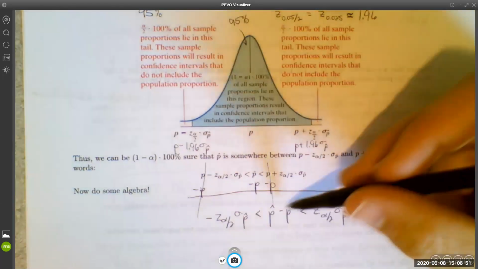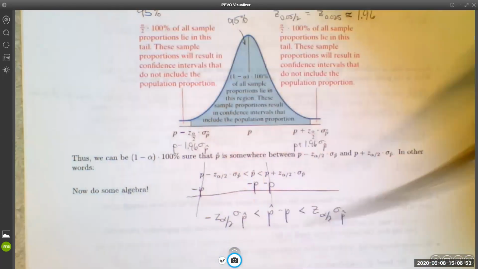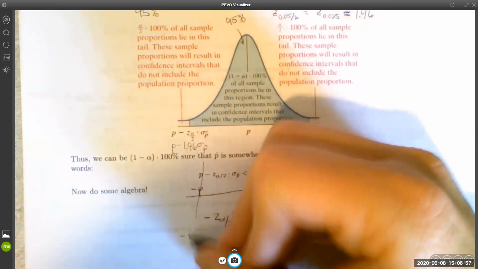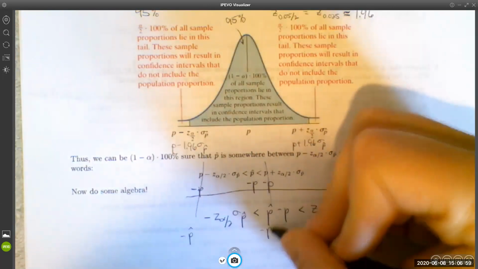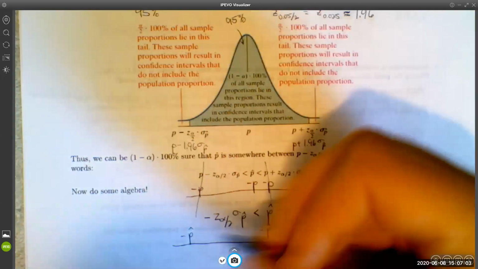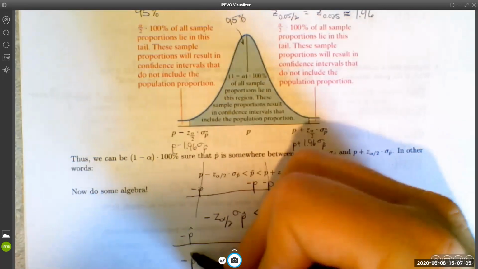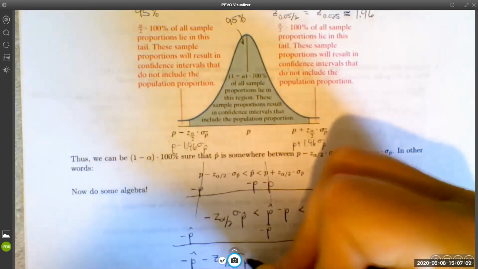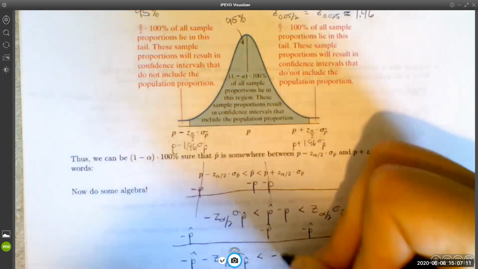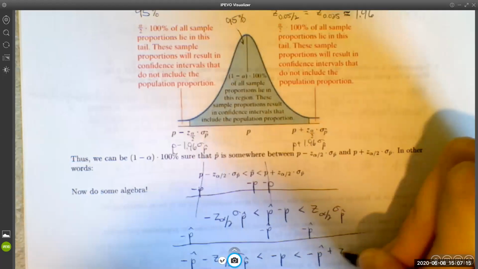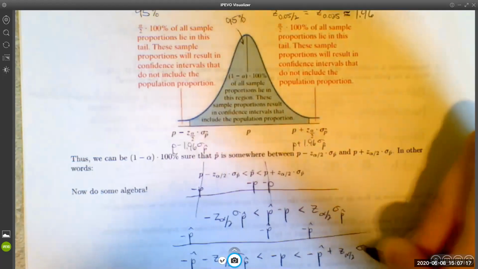Then I need to get p by itself, so I'm going to subtract p hat through now. So I'm going to say, minus p hat, minus p hat, minus p hat, and we get negative p hat minus z sub alpha over 2 times sigma sub p hat is less than negative p, which is less than negative p hat plus z sub alpha over 2 times sigma sub p hat.